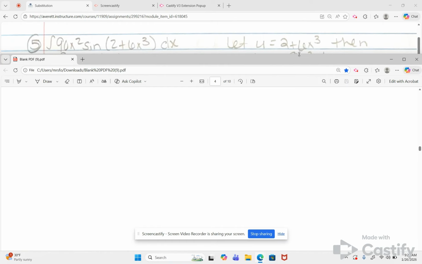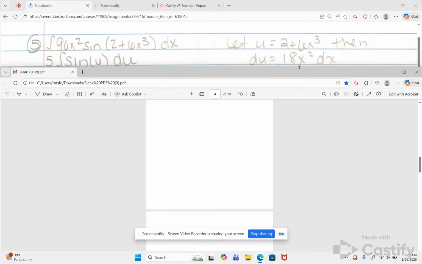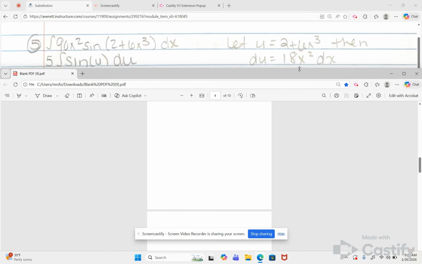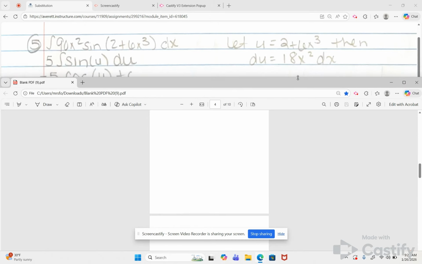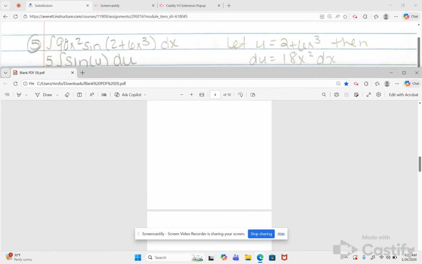Now if you notice over here, there's not an 18, but there is a 90. So we can ask ourselves, well, what gives us the 18? It would be 5 times the 90. So 5, and then 5 times the du would give us the 90x squared dx. So the 5 and the du are taken care of. And then sine u. Well, now we can integrate sine.